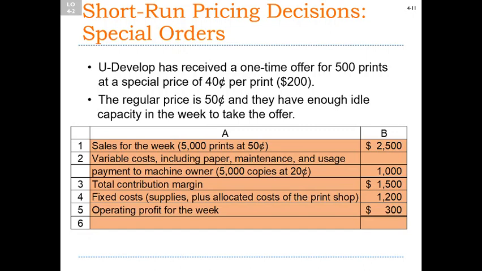And so regular sales, the status quo, are 5,000 prints at 50 cents. Variable costs for those 5,000 copies are 20 cents. So a total contribution margin currently of $1,500. Fixed costs are $1,200. So operating profit for the week, in the status quo, is 300.